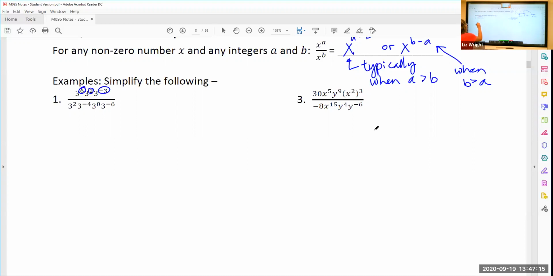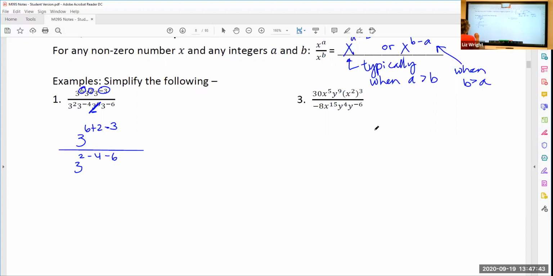So I'm just going to write it as 3 to the 6 plus 2 minus 3. And then in the denominator, I'm looking at the fact that we have this 3 to the 0. 3 to the 0 is going to go to 1. And then we've got 3 to the 2 minus 4 minus 6. And so once we get that, you need to go ahead and do a little bit of math and figure out what that's going to be.